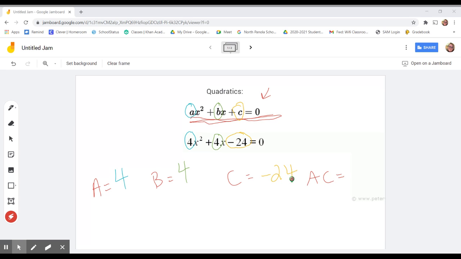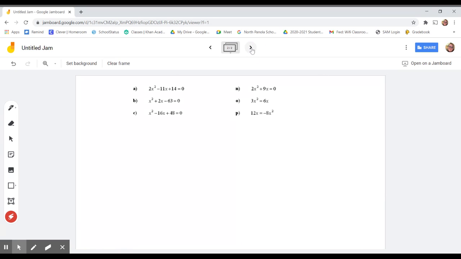Now my AC is going to be my A times my C, okay? So I'll have 4 times negative 24, and that's going to give me negative 96, okay? And I'm done. That's my A, my B, my C, and my AC. This information is going to be important for later things that we do. But for right now, all we're doing is identifying what A is, what B is, what C is, and what AC is, okay? We're going to look at a couple more examples here.